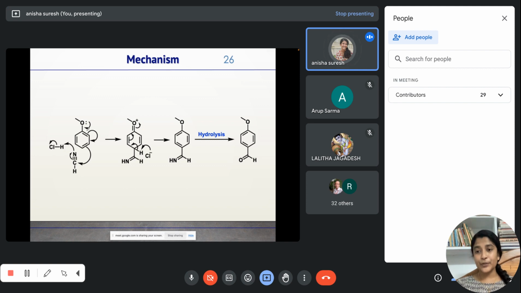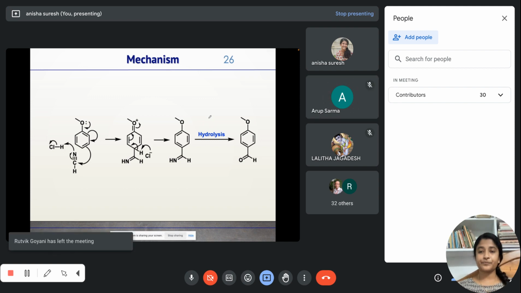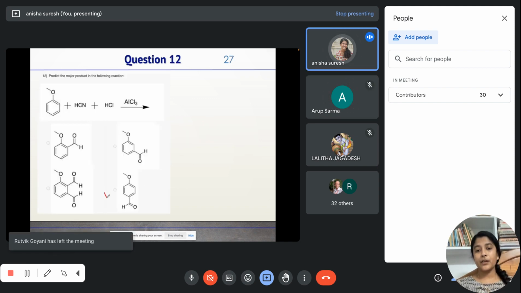Ortho substitution is also possible. Both ortho and para aldehyde will result, but the major product will be the para one because it is undergoing more delocalization of electrons. That is why the para product will be the major one. I hope the mechanism is clear to everyone. Is it clear? Yes, ma'am. Okay. So the correct option will be option D.